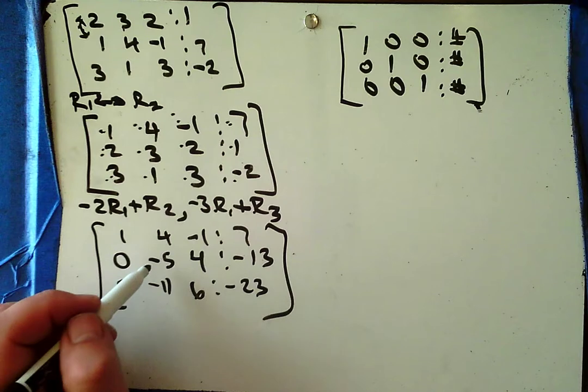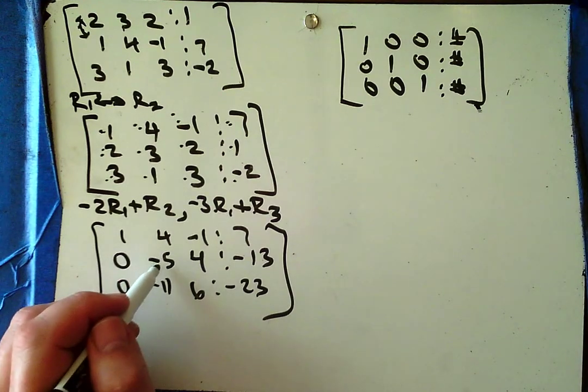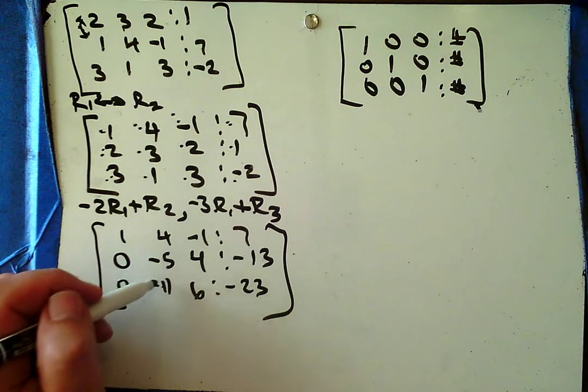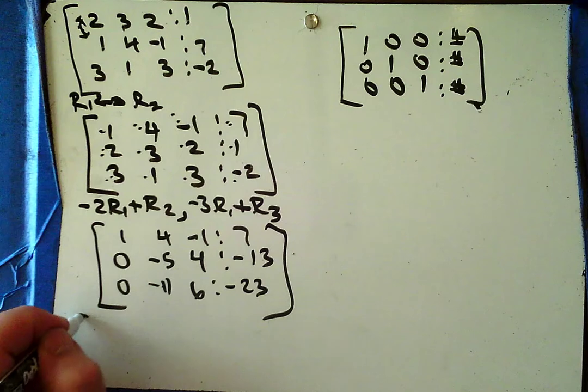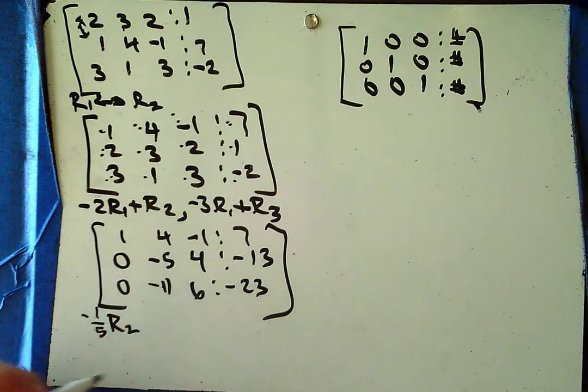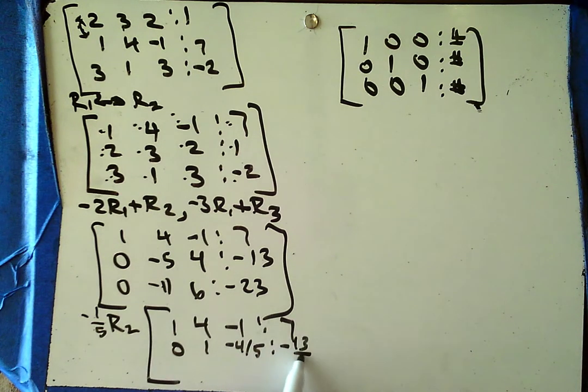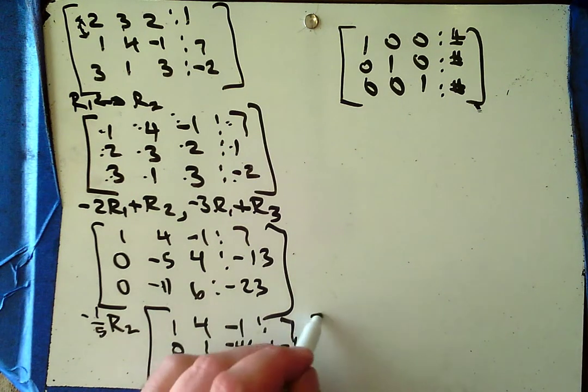Okay, now we're supposed to turn this into a 1. Now I could flip these two rows, but I don't see any benefit in moving this one here. That doesn't turn that into a 1. And so really the only recourse I have is negative 1/5 times row 2. So now I've got 1, 4, negative 1, 7, 0, 1, negative 4/5, negative 13/5. I know, fractions, ew. And 0, negative 11, 6, negative 23.